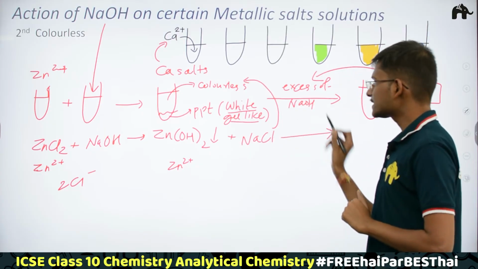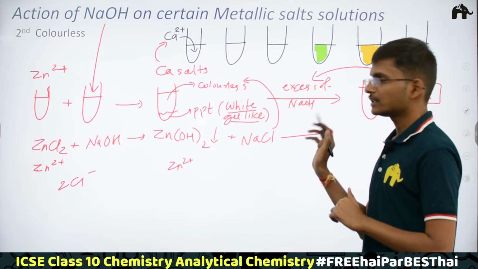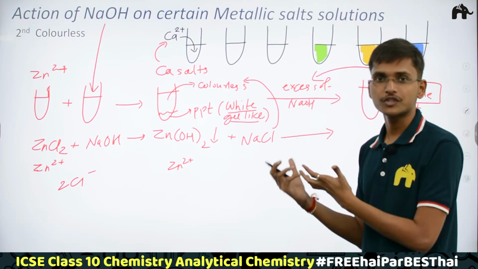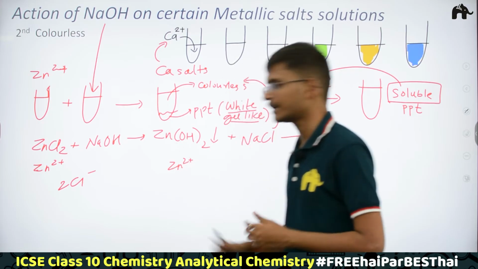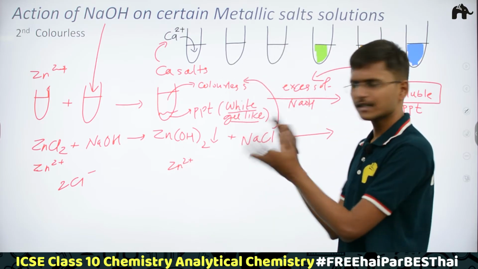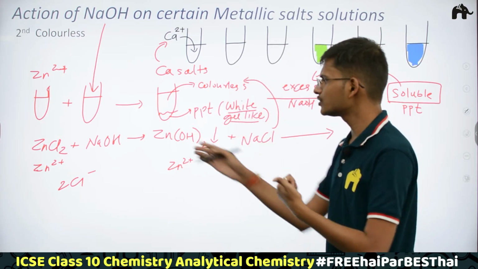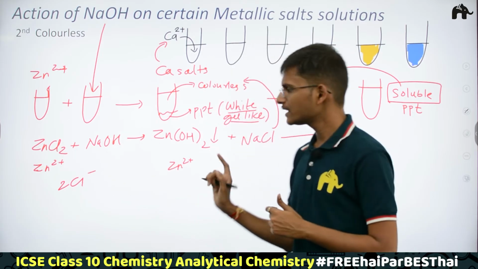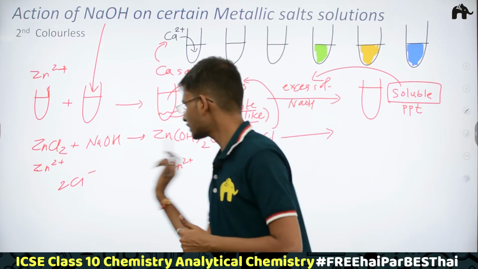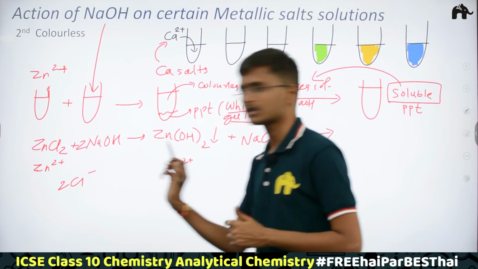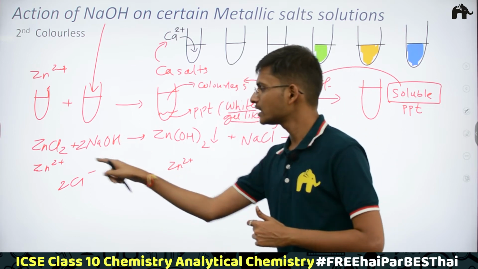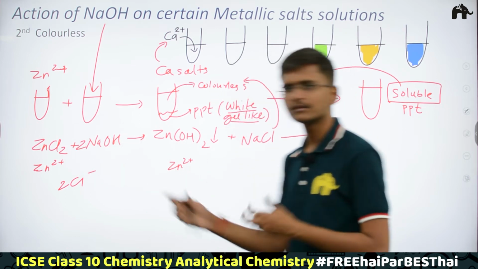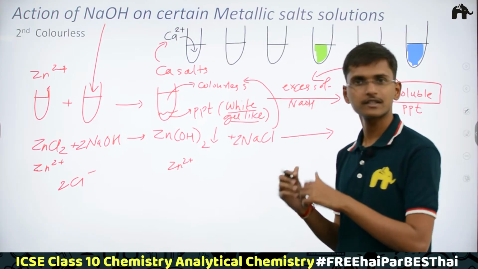Now when we are adding excess of NaOH, we also have to study what is actually happening to this zinc hydroxide precipitate. But before moving ahead, let's balance it. Same trick I would use. Zn is there, but I need 2 hydroxide ions, so I have taken 2 OH here. Then 2 sodium, 2 chloride, 2 sodium chlorides, balanced.